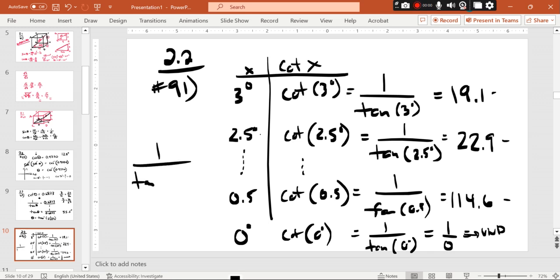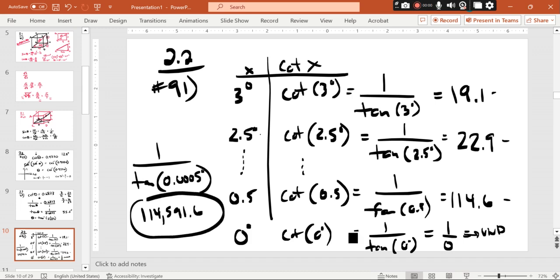Oh, cool one. You guys do this one here? 1 over tangent of, let's see, degrees, right? Getting closer to this one. How about this? 0.0005. What's tangent of 0.0005? Dang, okay, 114,591. Thank you. Okay, what's happening to these numbers?